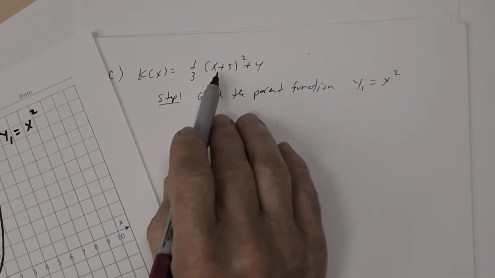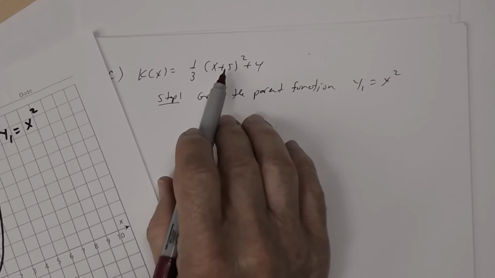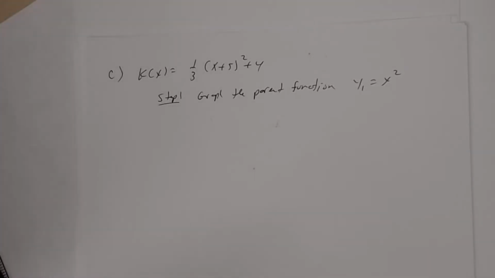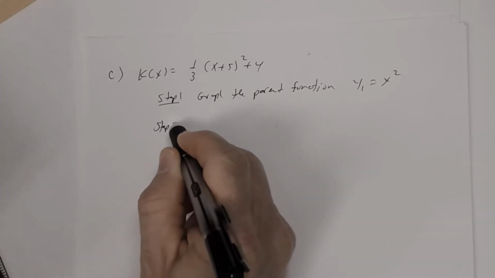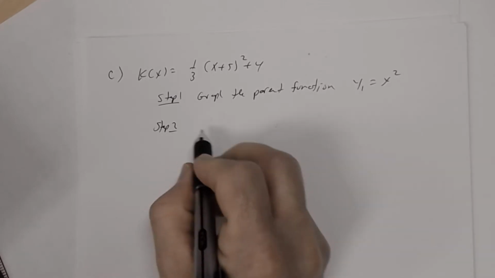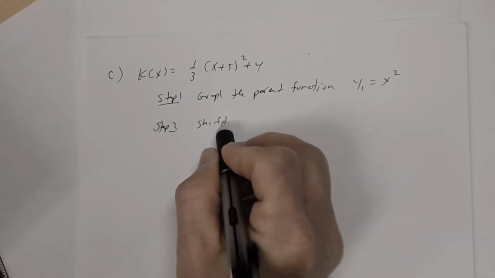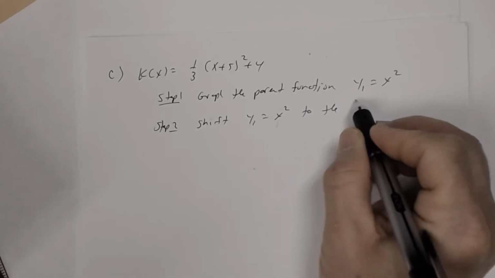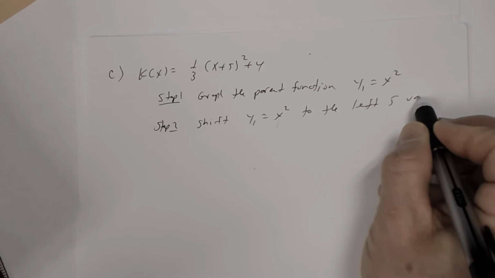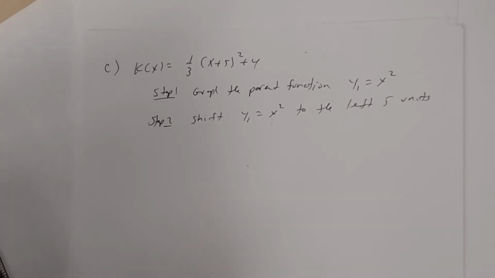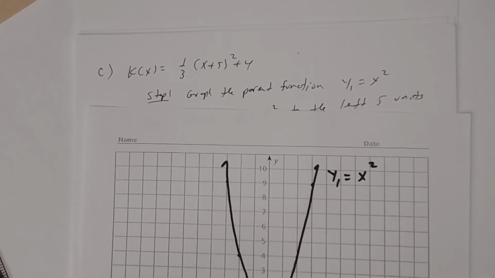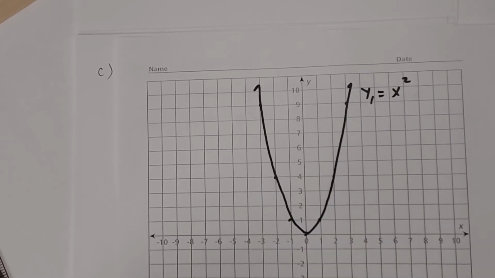The horizontal translation. So remember, it's counterintuitive. So do I go 5 units to the right or 5 units to the left? I go 5 units to the left. So the way you're going to write it, you're going to say this, step 2. You're going to say shift y1, which equals x squared, to the left 5 units. So to the left 5 units. And so all you do now is this, and it's easy to deal with. So every point you just shift to the left 5 units.